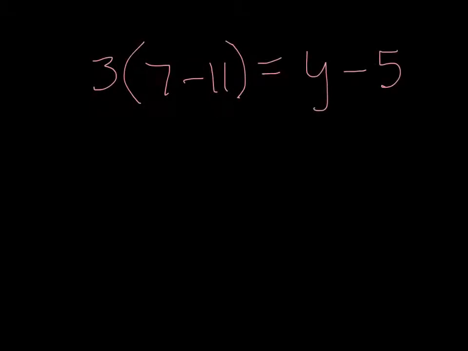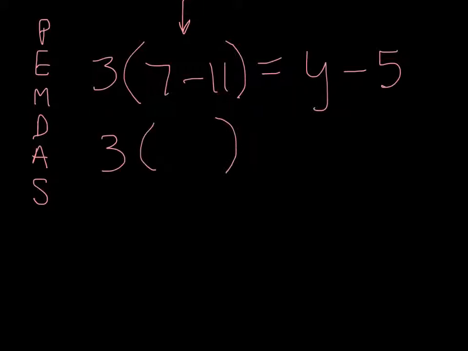Alright, so now let's bring in some parentheses. So we'll expand our PEMDAS here a little bit. 3 times (7 minus 11) equals y minus 5. Okay, don't let this one scare you. All we need to do is first pay attention to parentheses, right? That's what PEMDAS says. So we're not going to distribute here because we have both numbers on the inside here. So we're just going to combine 7 minus 11.